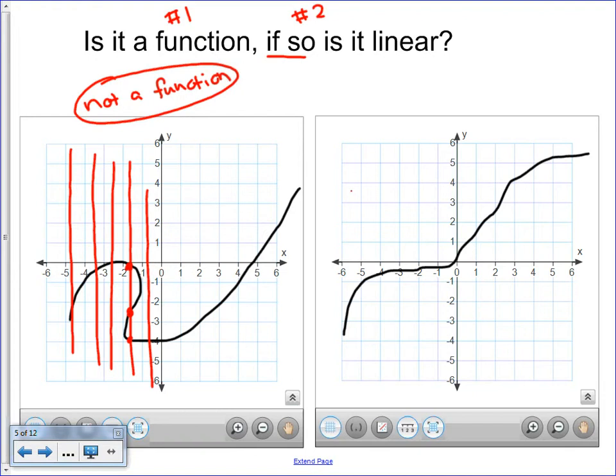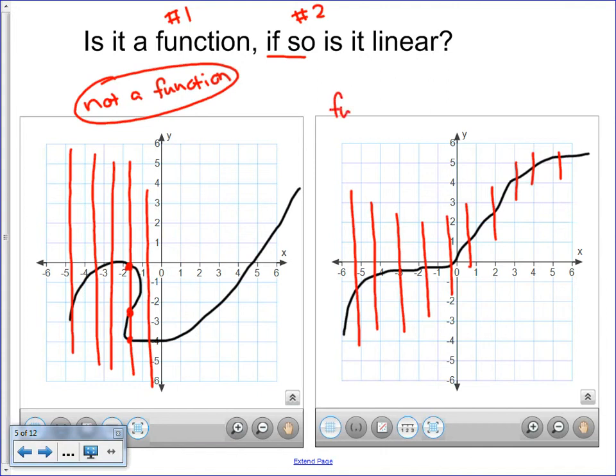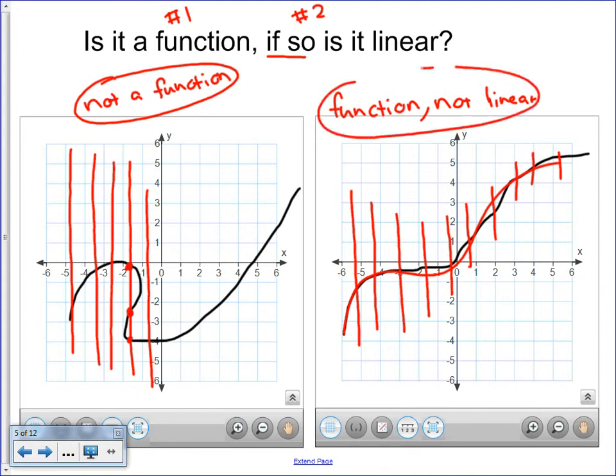The next one here, let's see if it's a function. With the vertical lines, is there any part on that graph that goes through 2 points? No, that one actually works out pretty well. So this one is a function. So, is it linear? Well, does it make a straight line? No, it's kind of all wavy all over the place. It's not a straight line, so it's not linear. And there's your answer there.